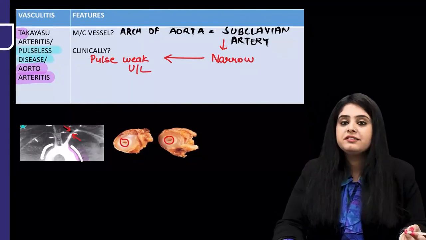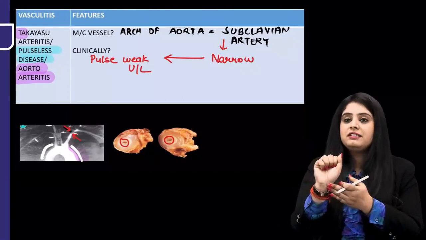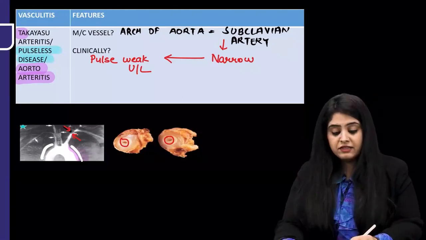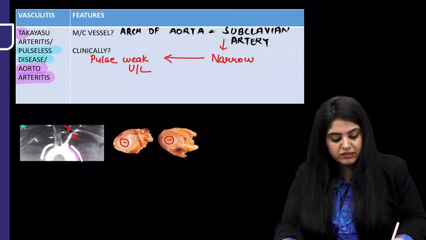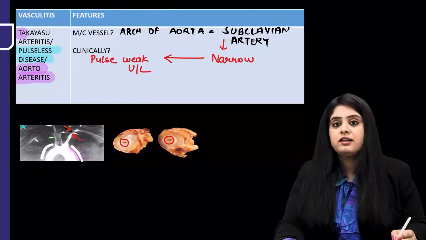The reason for calling it pulseless is that if you palpate the upper limb pulses, they are going to be very, very weak. That is why you call it the pulseless disease. Most common is the subclavian artery. They are becoming, you can see them, constrictions happening. Narrowing is happening. Repeating, this is what is known as Takayasu or pulseless.